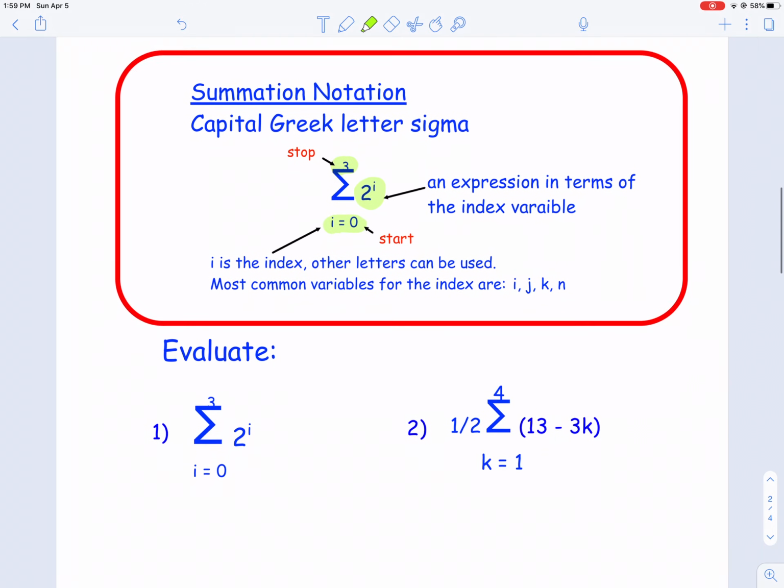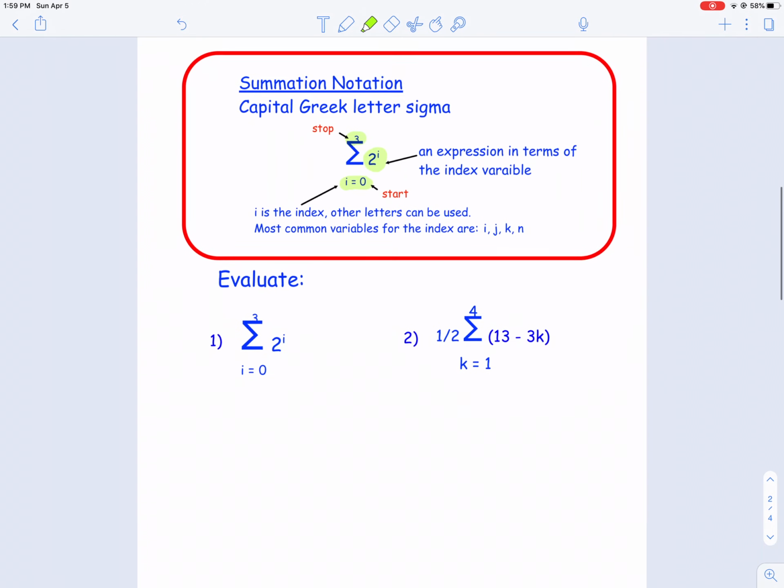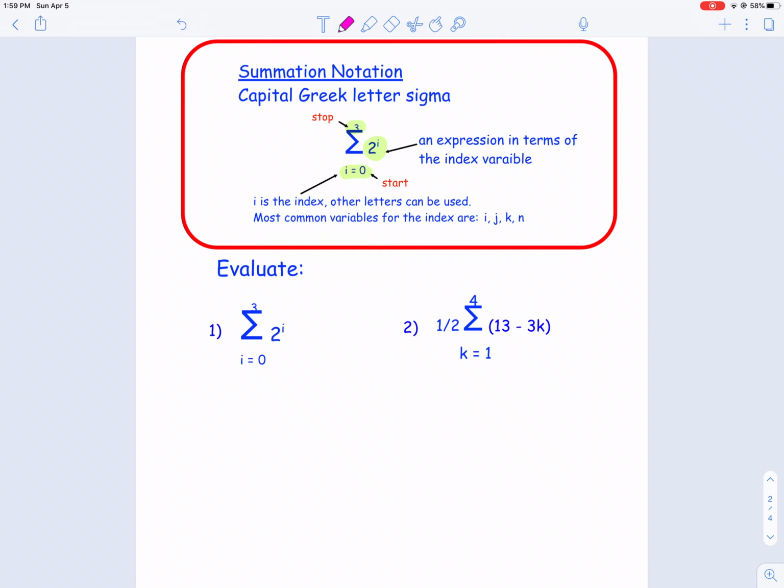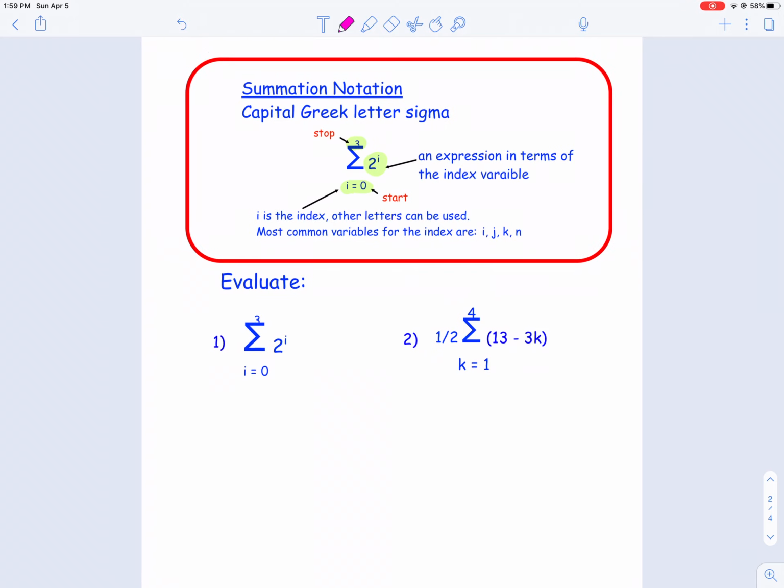So what does this mean? I use that same example to translate for number 1. Here's what this means. If I am giving you this 2 to the I, let me explain. 2 to the I literally means I'm going to take that I and start at 0. So I'm going to replace the I with 2 to the 0.